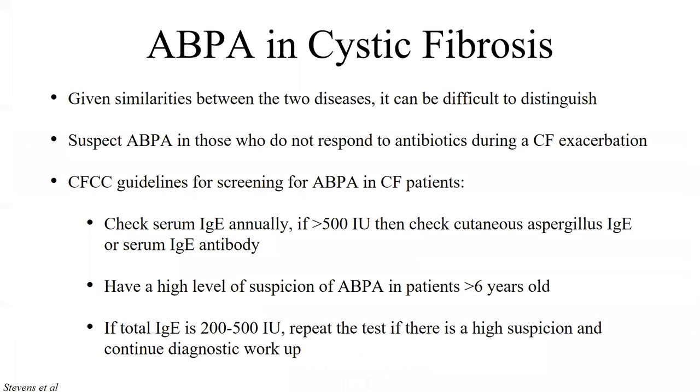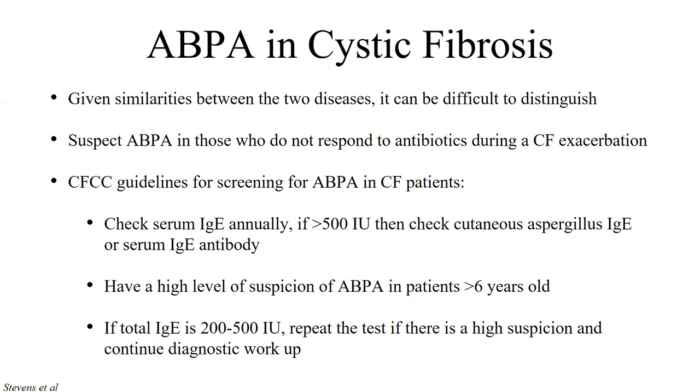A lot of the articles that I was reading to review this did make some mention of cystic fibrosis, because patients who have maybe more advanced ABPA can show a lot of similarities in radiographic findings between the two diseases. So sometimes it can be hard to distinguish: is this a CF exacerbation or is this ABPA? The consensus that I was seeing is you should suspect it, of course, in patients who do not respond to antibiotics during a CF exacerbation.